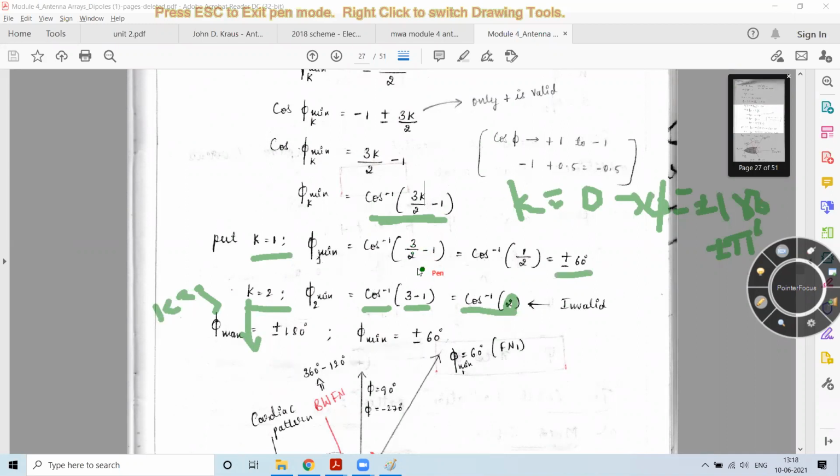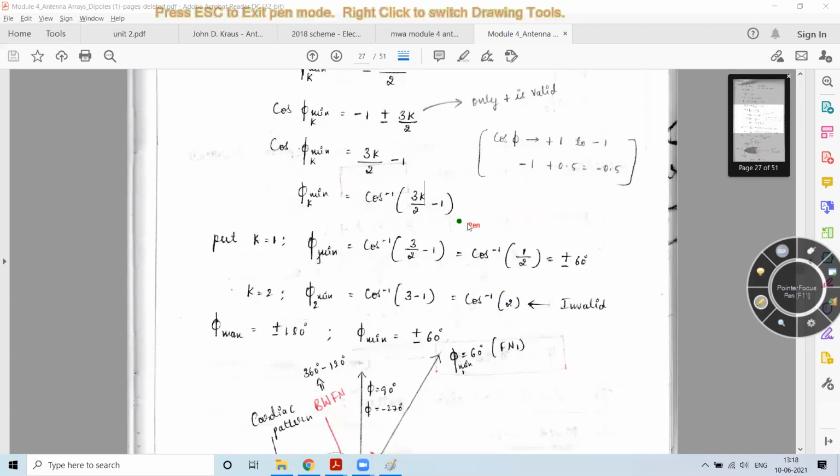So if you put k equal to 3, you have 9 divided by 2 minus 1. That is 4.5 minus 1, which is 3.5. After this value, I will not have values of phi because this is greater than 1. So for k equal to 0, we obtain plus minus 180 degrees or plus minus pi radians.